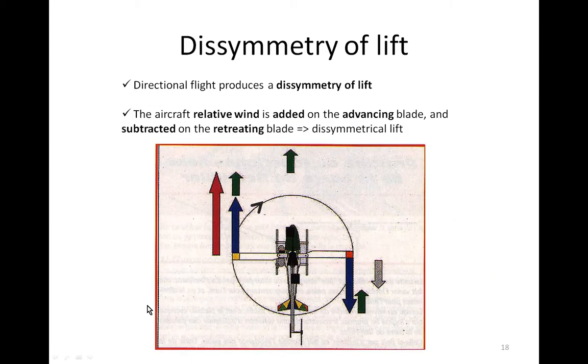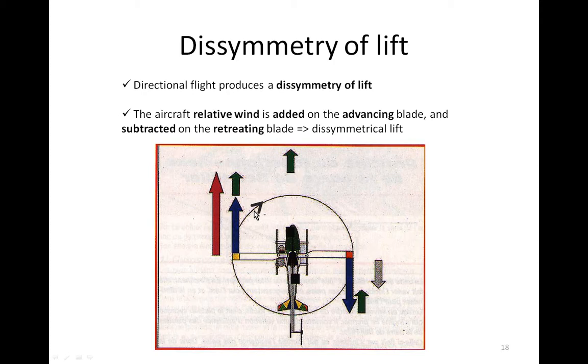Finally, I will explain a second issue, the dissymmetry of lift. There are a lot of other issues, but I will not explain them here. The dissymmetry of lift occurs when the helicopter does directional flight, when it is moving forward, for example. When the helicopter moves forward, it has a speed shown by a green arrow on the figure.